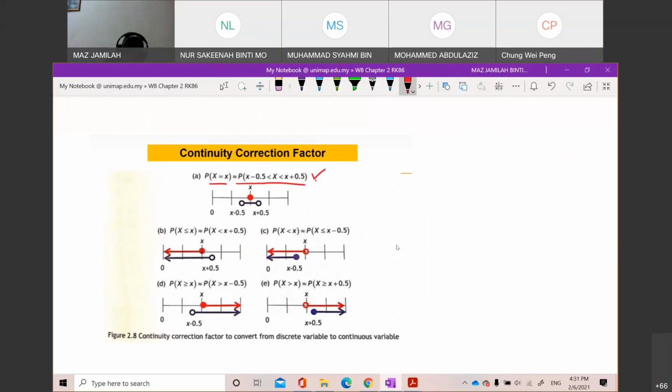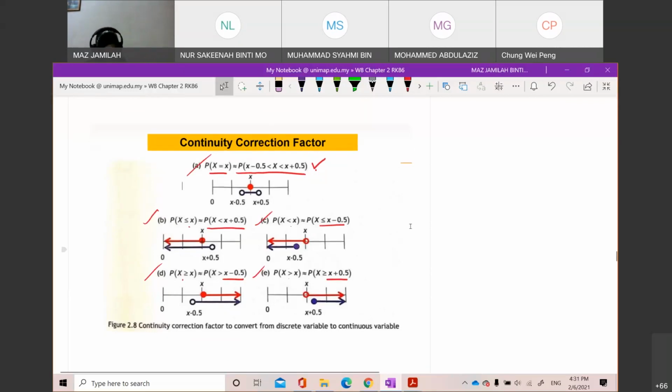The same goes if you are looking for the probability of x less than or equal to a certain value of x, then you will have to add 0.5. Less than is minus 0.5, greater than or equal to x is minus 0.5. Then finally, for greater than x, it will be plus 0.5. So you have to make sure you remember all this continuity correction to apply to your calculation.